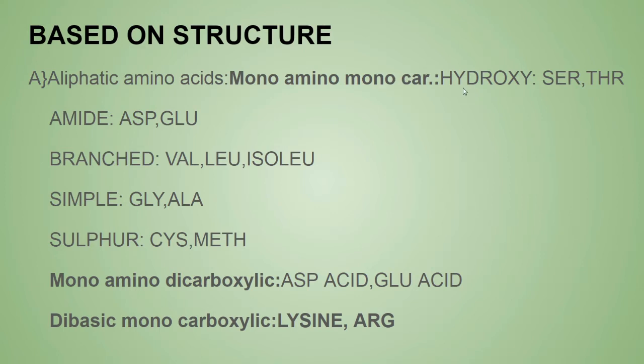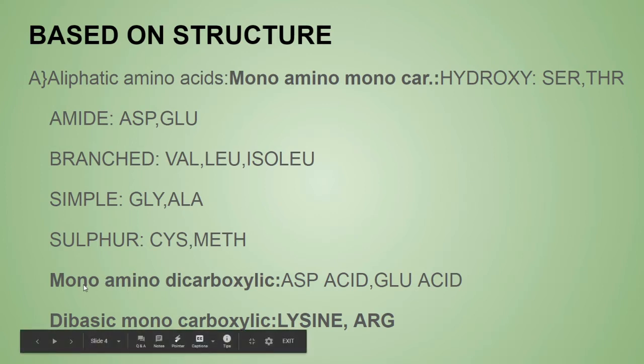Now in this we have further categories: hydroxy containing, amide containing, branched amino acids, simple amino acids and sulfur containing amino acids. The examples are, first of all, hydroxy: serine and threonine, which have an OH group. Amide: asparagine and glutamine. Branched amino acids: valine, leucine and isoleucine. Simple amino acids: glycine and alanine. Sulfur containing amino acids, which have sulfur in them: cysteine and methionine. So all these examples are very important.